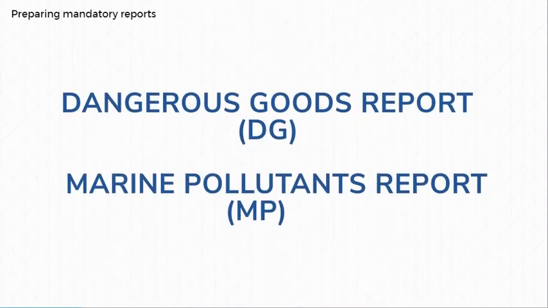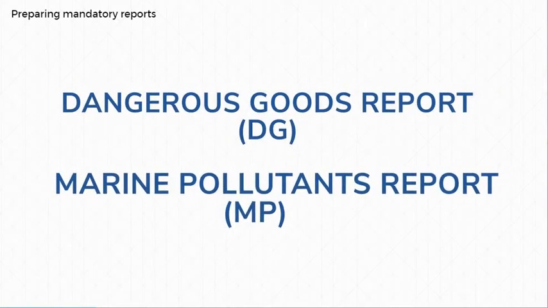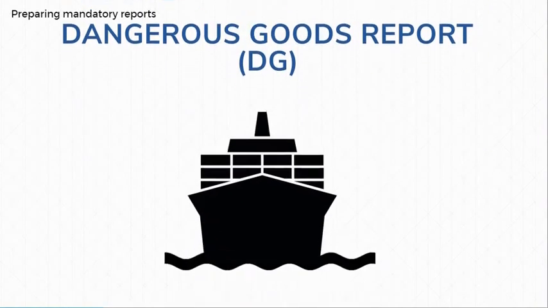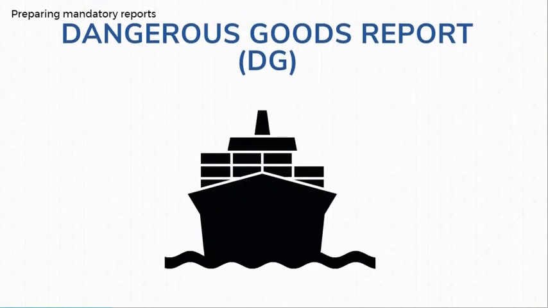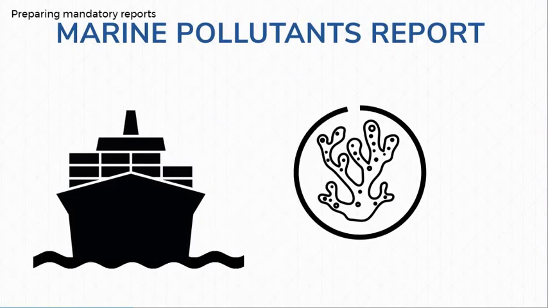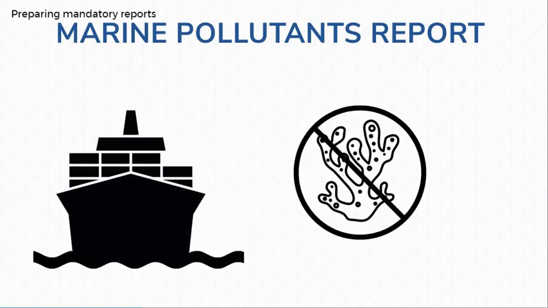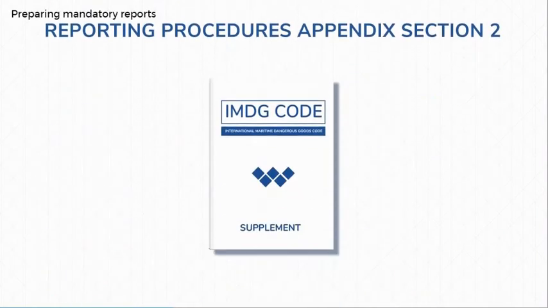There are 2 types of reports that might need to be made: a dangerous goods report and a marine pollutants report. A dangerous goods report must be made when there is an incident where lost packaged dangerous goods could endanger persons or the environment. A marine pollutants report must be made when those dangerous goods are marine pollutants. These are referred to as hazardous substances for reporting purposes. Go to Reporting Procedures Appendix Section 2 to see the standard reporting format and procedures in the supplement to the IMDG code.